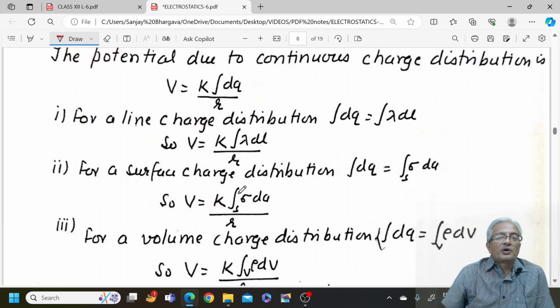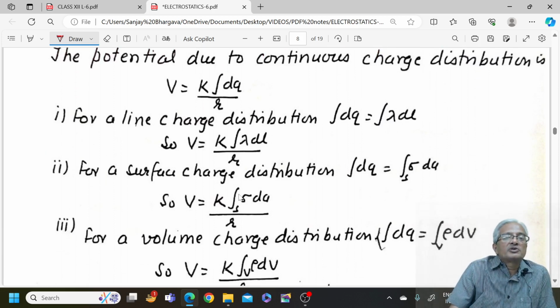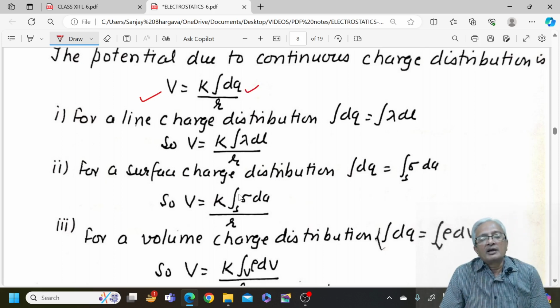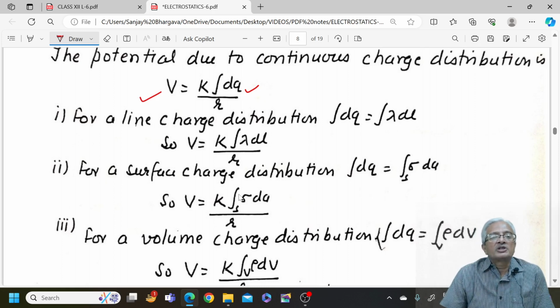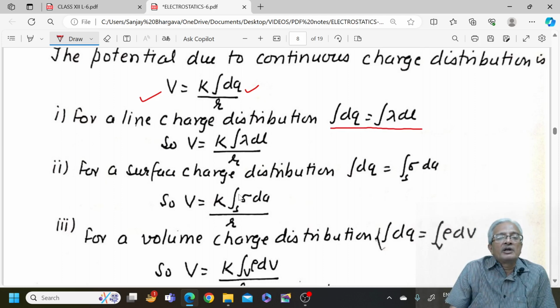Now the potential due to a continuous charge distribution, V, would be given by K integration dq upon R, and dq is to be decided by the type of continuous charge distribution. For a line charge, integration dq would be equal to integration lambda times dl, because the line charge we describe in terms of linear charge density lambda. So potential would now be given by K integration lambda dl upon R.